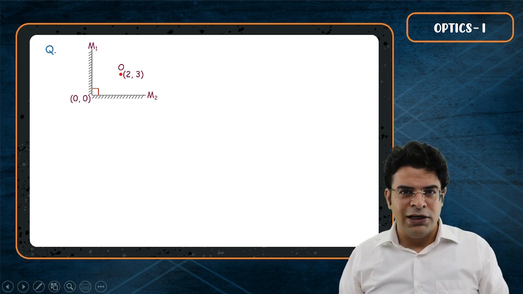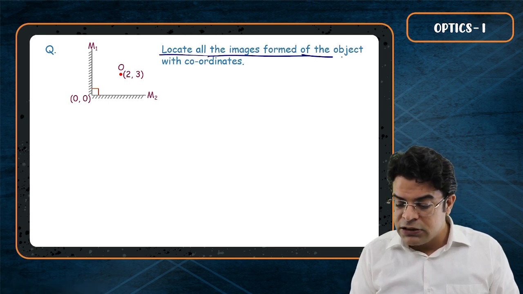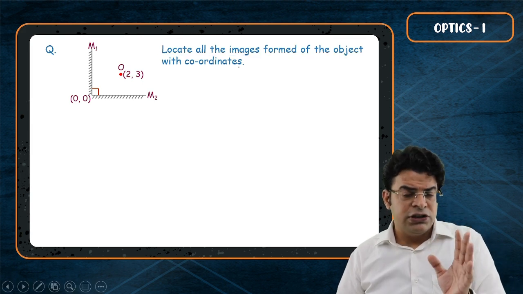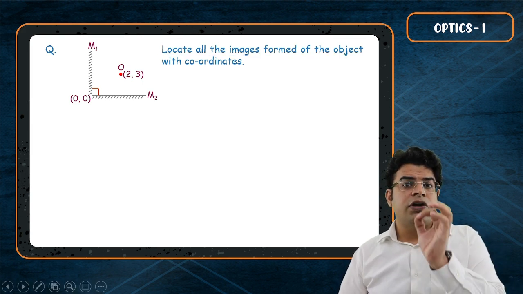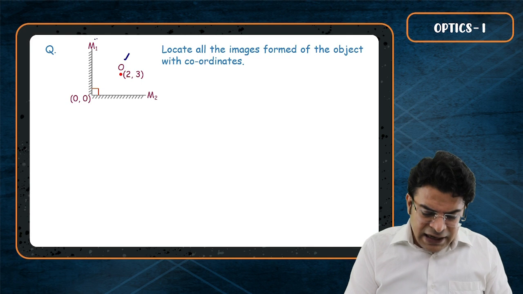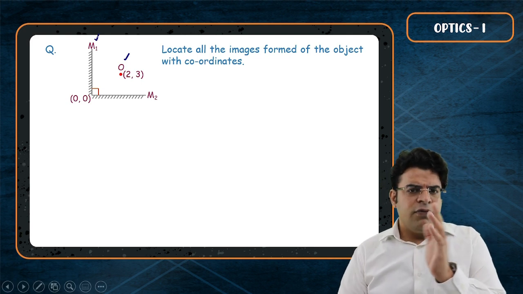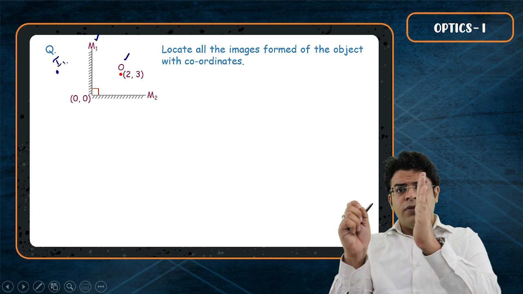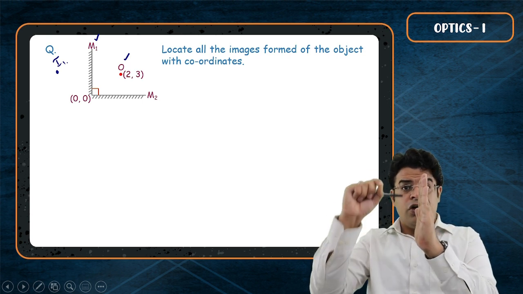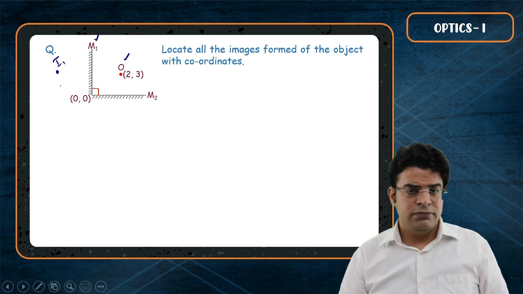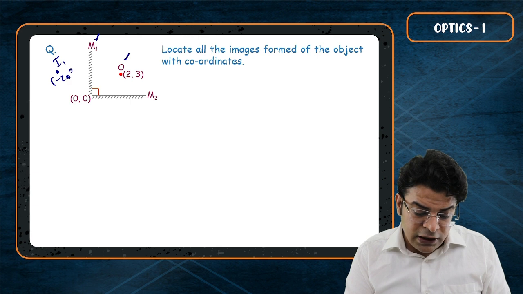The question asked is this: locate all the images formed of the object. At which coordinates will you get the images of this particular object? You will say, sir, it's easy. First of all, I will look at the object and mirror 1. Let's say mirror 1 forms an image somewhere here. Let's call this image I1. When mirror 1 forms the image, it does not change the y coordinate, it only flips the x coordinate. So for this image, the x coordinate will be -2 and the y coordinate will be the same, 3.